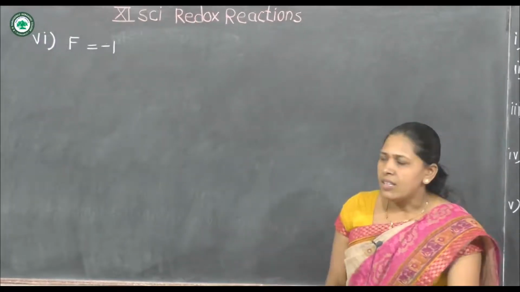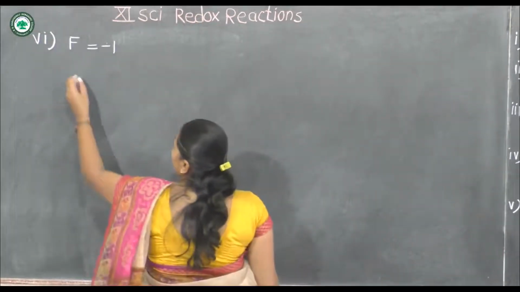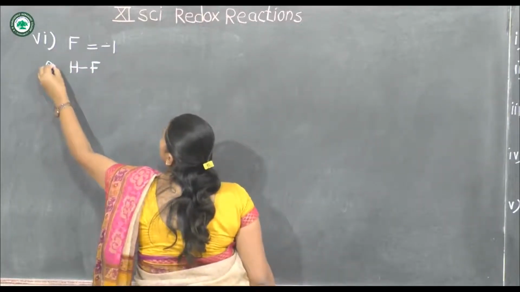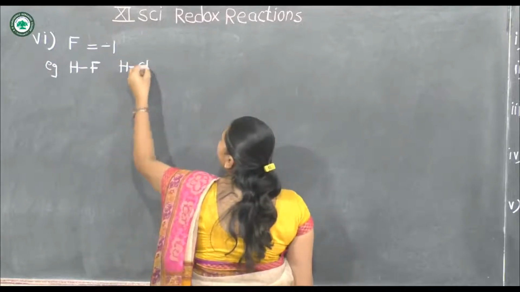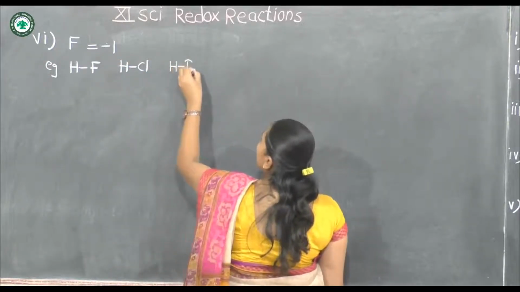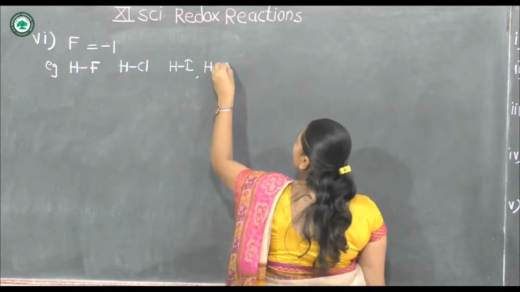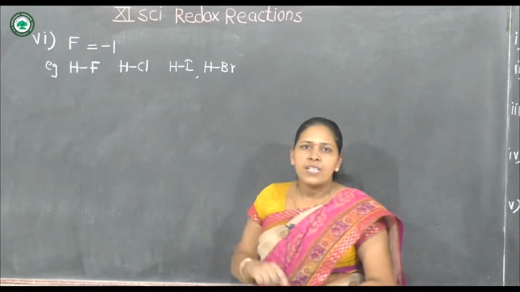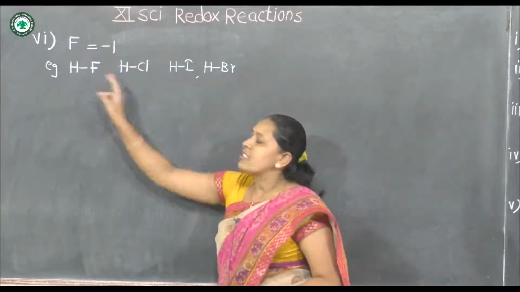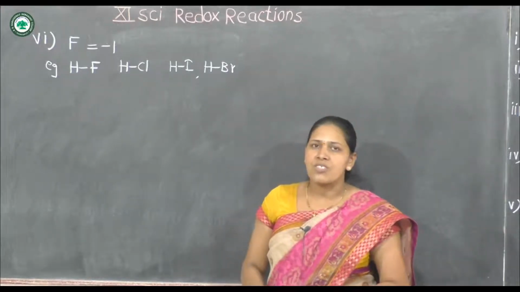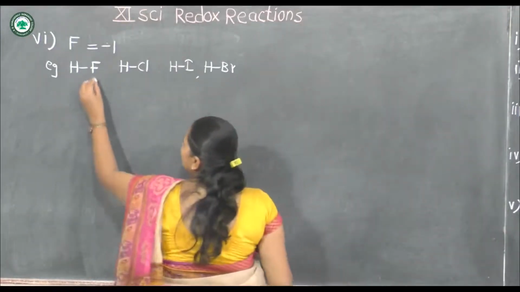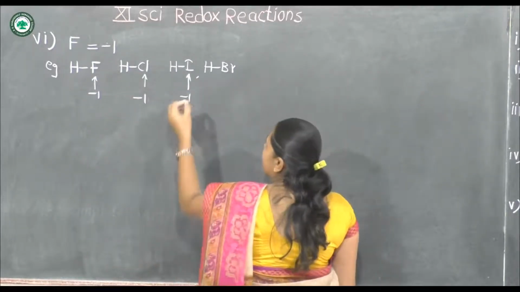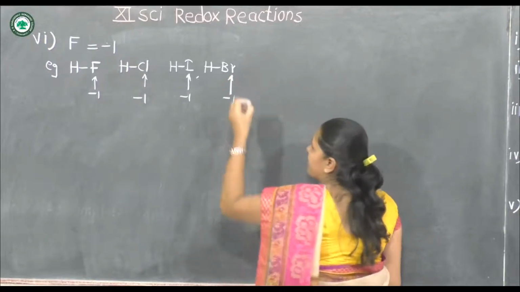But in HF, hydrogen fluoride, hydrogen chloride, hydrogen iodide, and hydrogen bromide, we know that all halogens are non-metals. Therefore, here hydrogen is attached to a non-metal, so it shows +1 oxidation state, and hence the halogen shows -1 oxidation state: -1, -1, and -1.